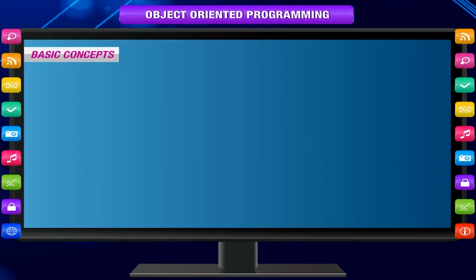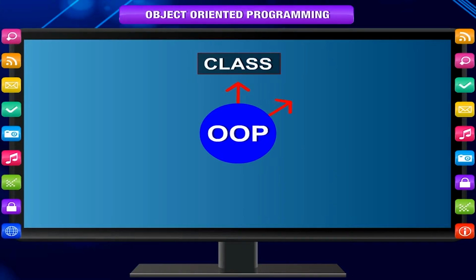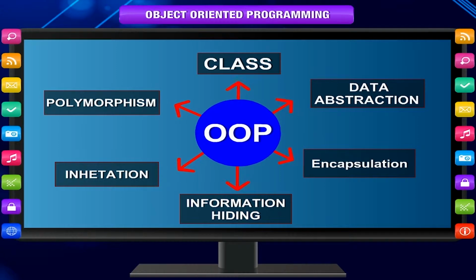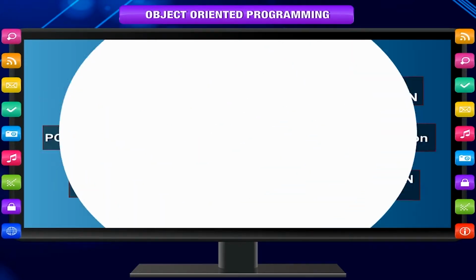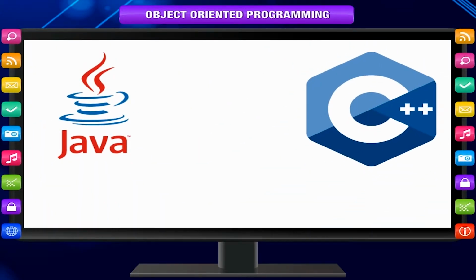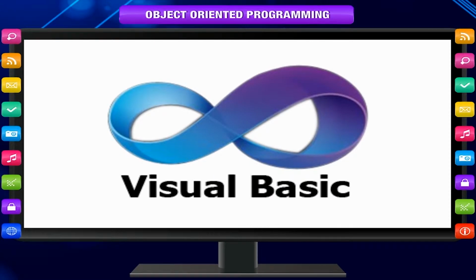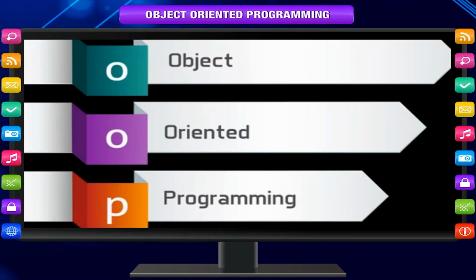Basic concepts. You need to learn a few basic concepts before you start writing code using an object-oriented programming language like Java, C++, or VB.NET, or an object-based programming language like Visual Basic. This lesson will introduce you to some of the fundamental concepts of object-oriented programming.